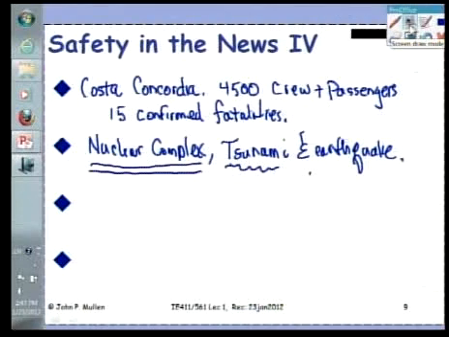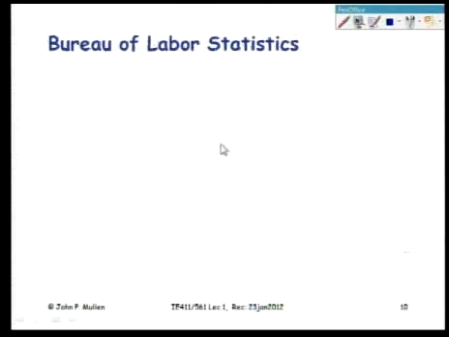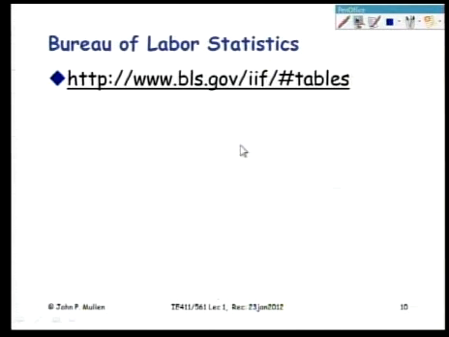Okay. Let's see, what do I want to do here? There we go. Now, Bureau of Labor Statistics, there's a link. I think on the notes, on the computer version, if you click on this, you go to the website. If I click on this, nothing happens. Okay. In electronic form, I think that's actually a link.